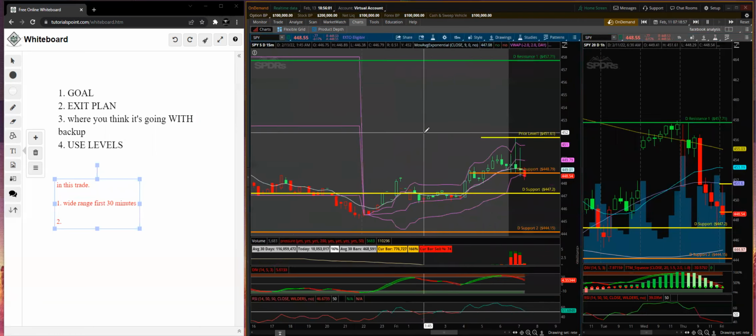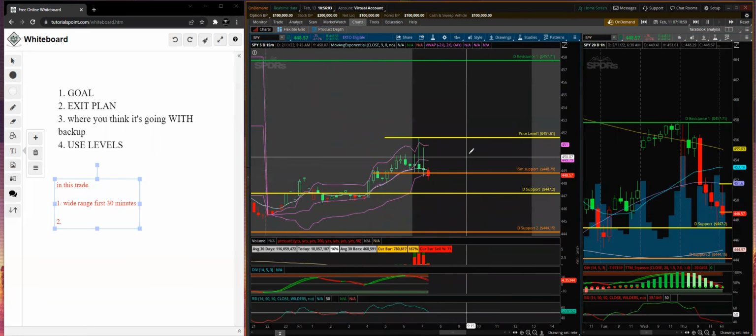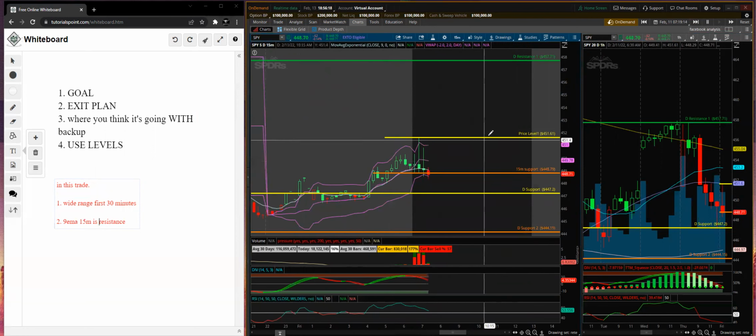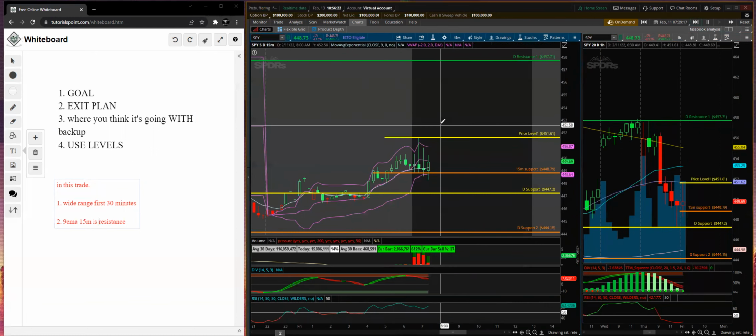So right now, currently almost breaking that level. One thing about this is the 9 EMA is also acting as resistance. 9 EMA on the 15 minutes is resistance at the moment. 9 EMA is where my white line is right here. So we still have some time. We're going to skip a little bit.